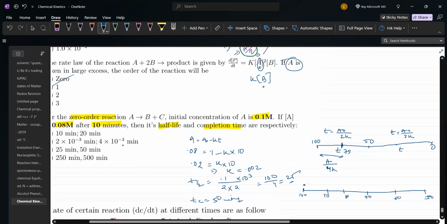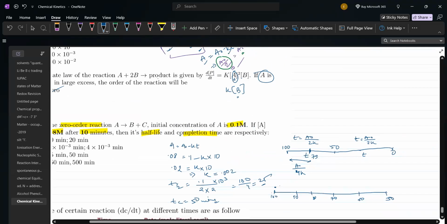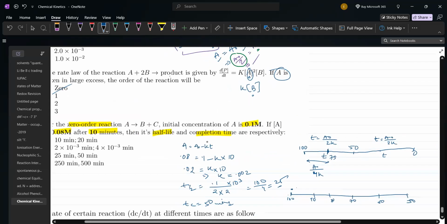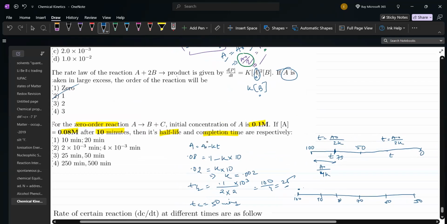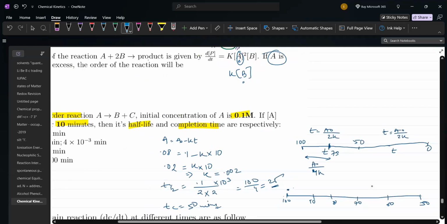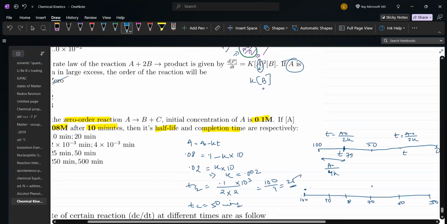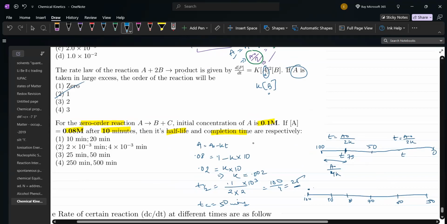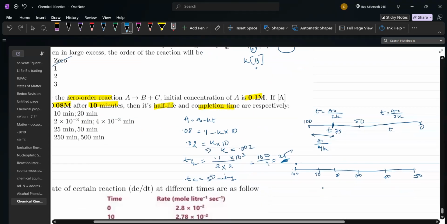So let's think. Here we don't know t half. Okay, let's do another way, like we have t half with us, 25 minutes. So in 25 minutes, the concentration has become half. So in 25 minutes, half the concentration has been reduced.